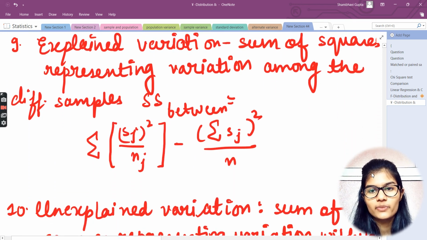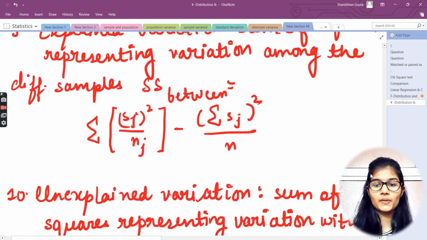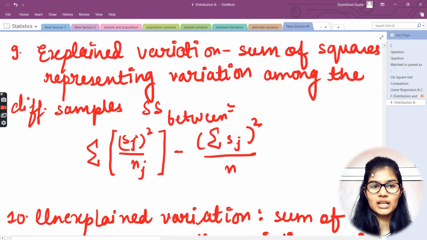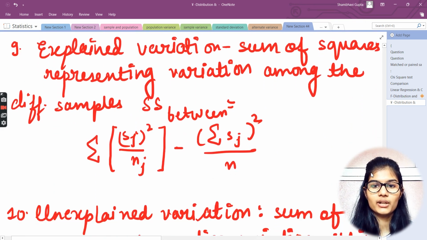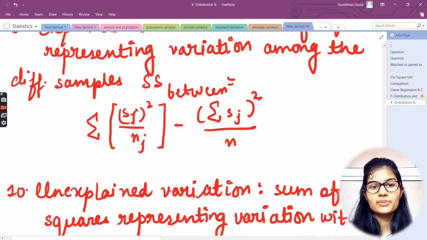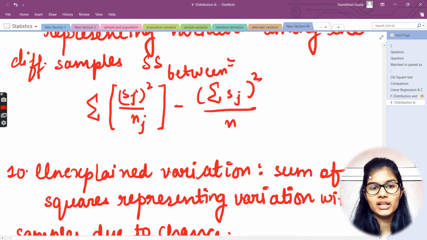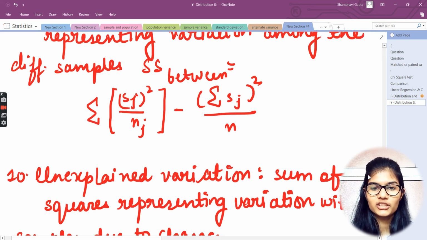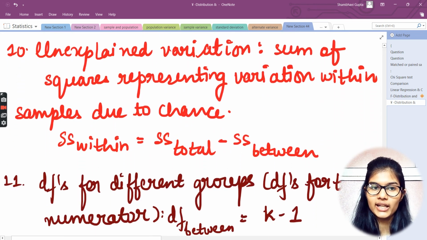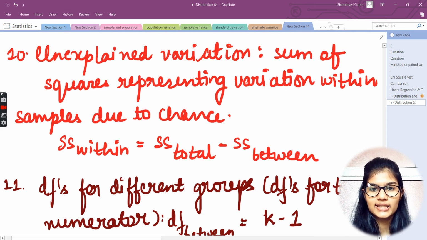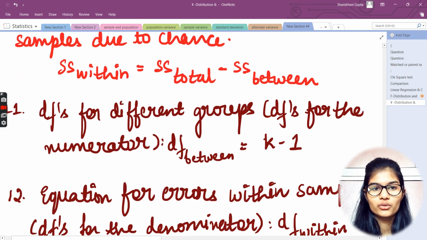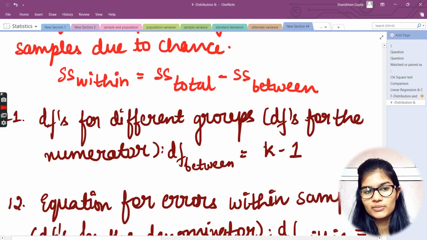Fine. Then we have the explained variation, that is the sum of squares representing the variation among the different samples. For that we have SS between equal to sigma Sj whole square divided by Nj, minus, in the brackets, sigma Sj whole square divided by n. Right. Next we have the unexplained variation, that is the sum of squares representing the variation within samples due to chance. So SS within is equal to SS total minus SS between.